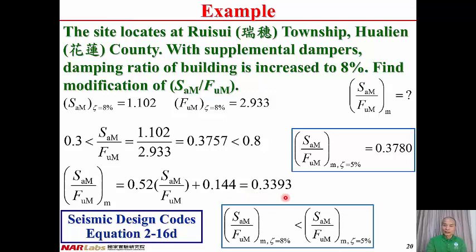0.3393. And then from the previous lecture, we have the modification of the ratio for damping ratio equal to 5% equal to 0.3780. And then compare these two results. The modification of the ratio for damping ratio equal to 8% is less than the modification of the ratio for damping ratio equal to 5%. Is it true for this case? Is this true for other cases? That's the question for all of you.